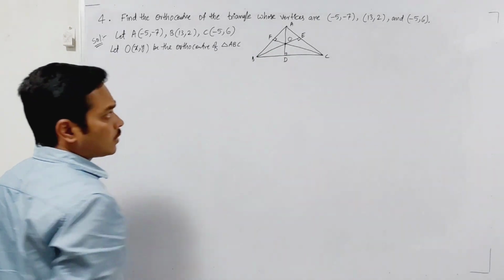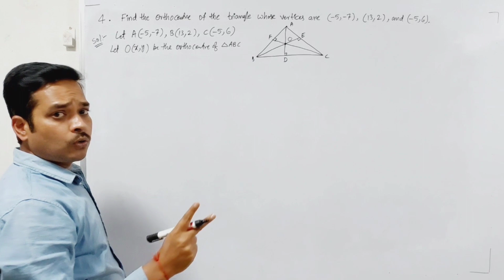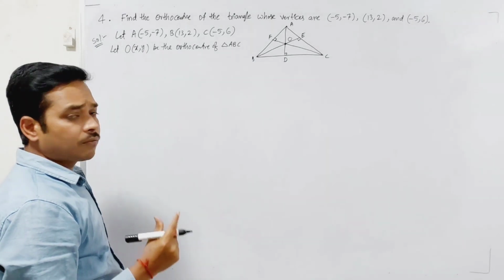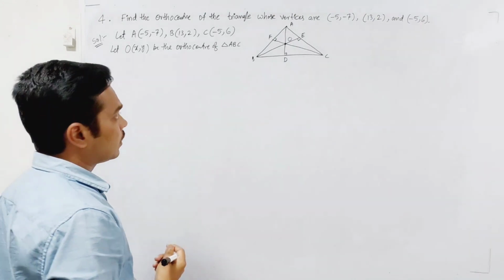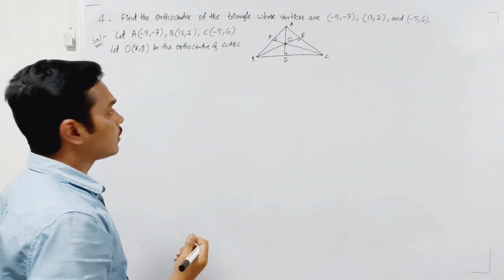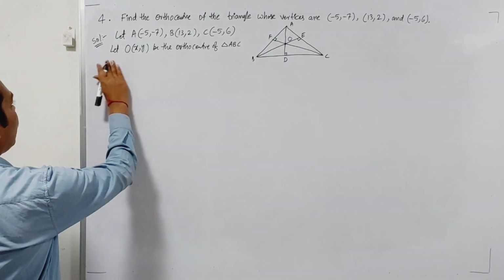Now you have to find out the equation of any two altitudes. If you know the equations of the two altitudes, we get the orthocenter. The orthocenter is nothing but the point of intersection of any two altitudes.